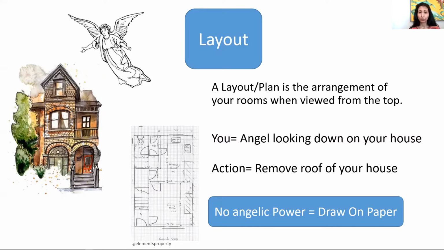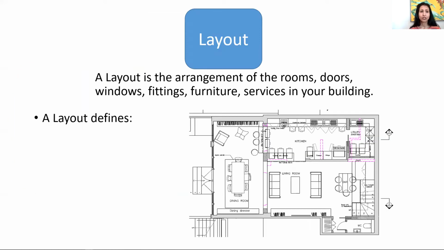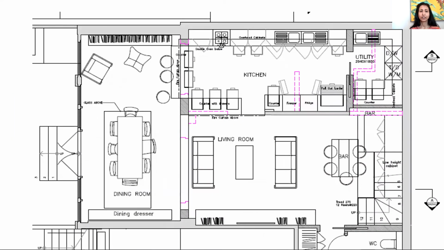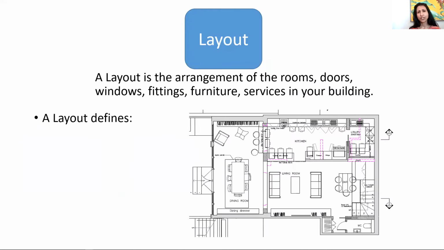Now, what does a layout look like, a professionally drawn one? So you see at the bottom right of your screen here, this is how a professionally drawn standard layout of any house would look. Why do you need to see a layout of your house on paper?